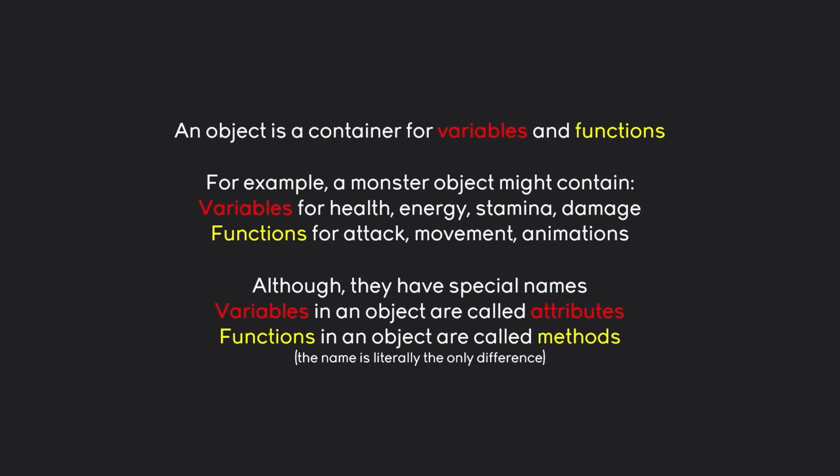All that really means is that variables inside of an object are called attributes and functions in an object are called methods. And that is more or less the only difference. The only reason why this exists is so that we are a bit more specific with our language. For example, when you talk about health with somebody else for your game, you really want to emphasize that you don't talk about a global variable, you talk about the specific attribute of one object.